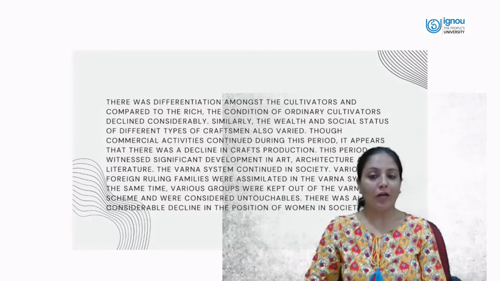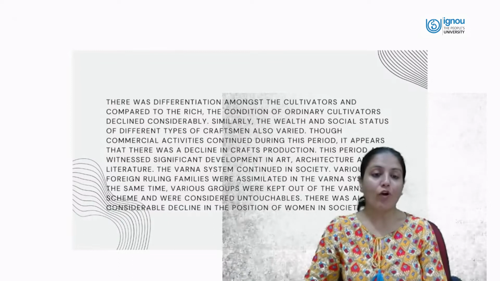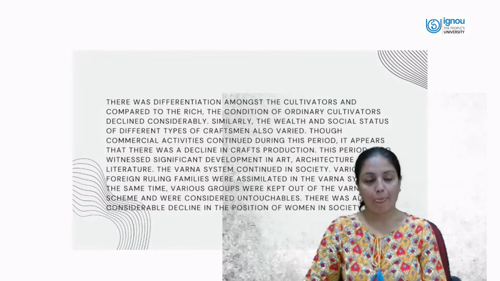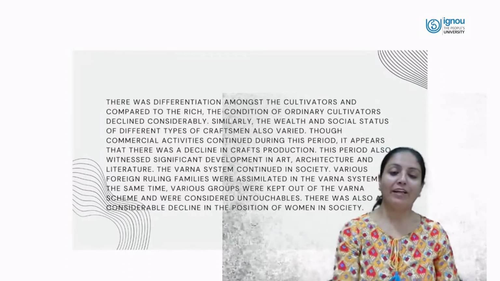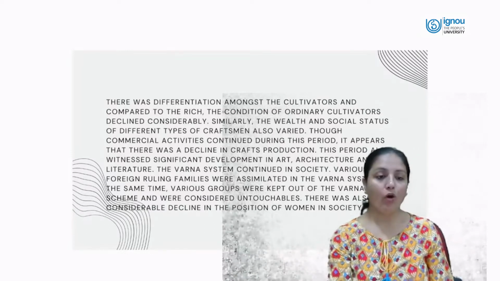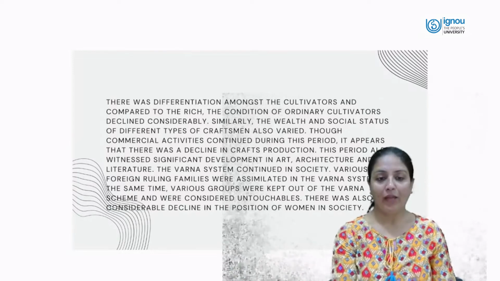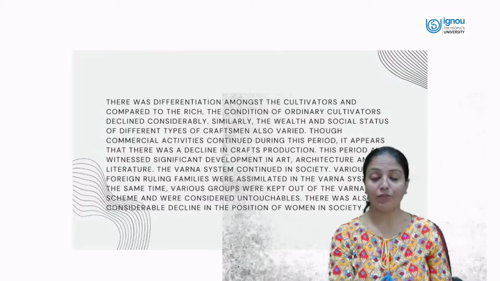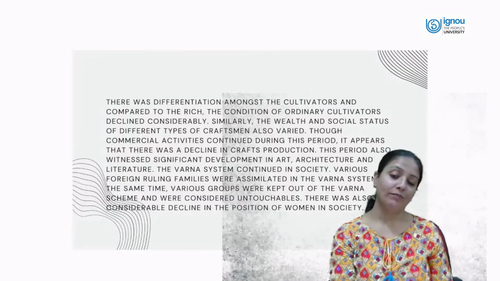The Varna system continued in society. Various foreign ruling families were assimilated in the Varna system. At the same time, various groups were kept out of the Varna scheme and were considered untouchables. Untouchables were not in the Varna system.